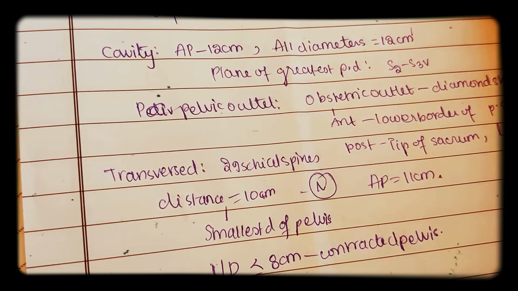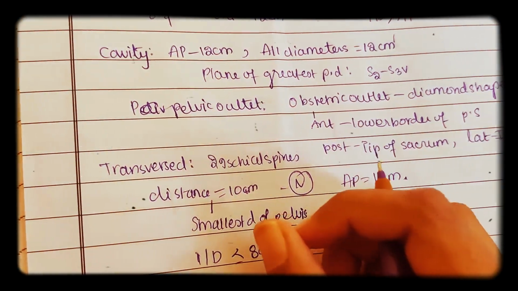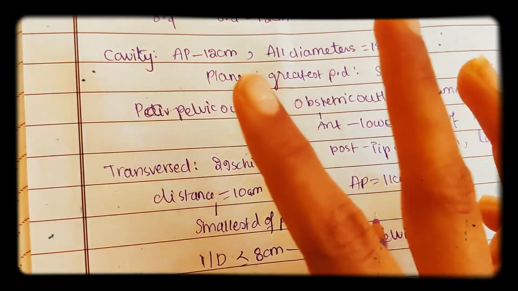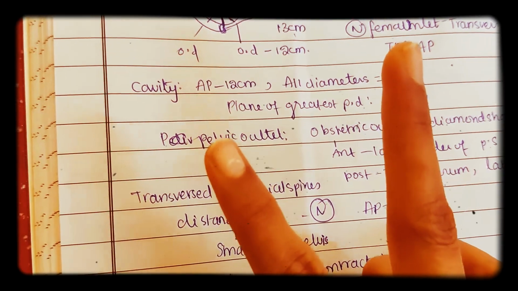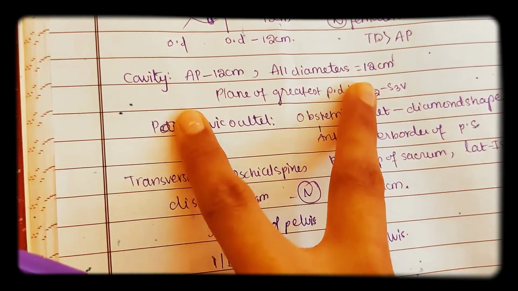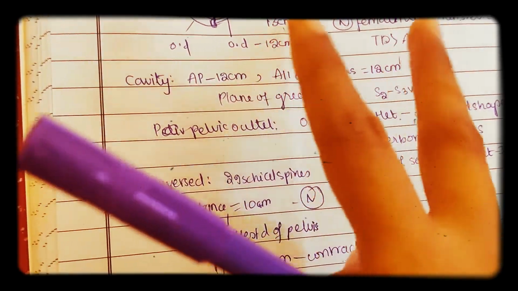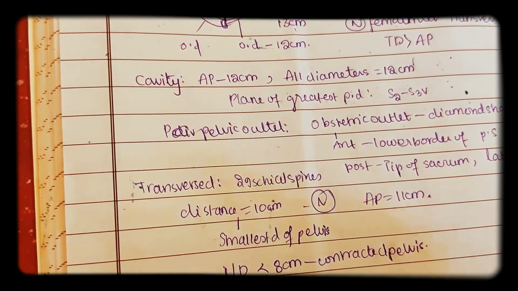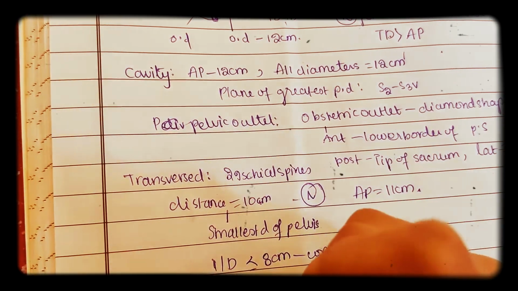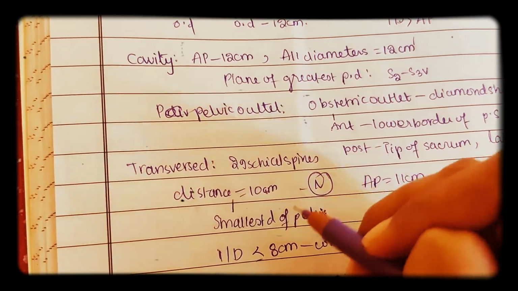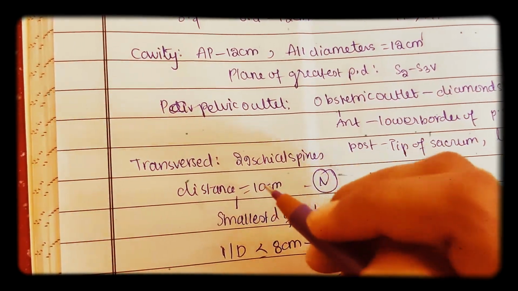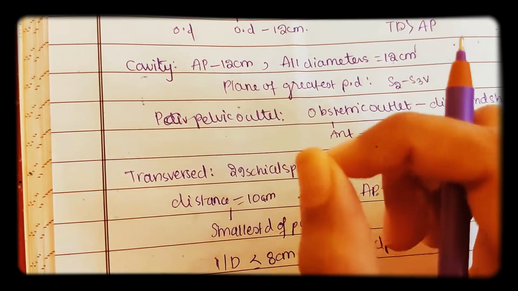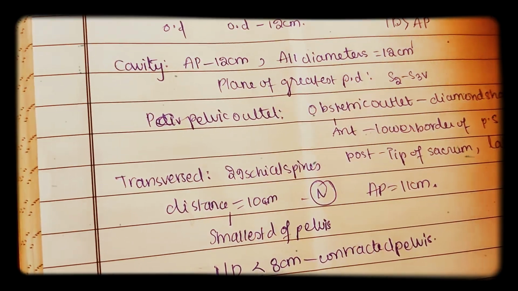Now coming to the measurement, how to measure this? Try to palpate both ischial spines simultaneously with two fingers of your hand, the index finger and middle finger. If both ischial spines are palpable simultaneously, it indicates a contracted pelvis. If they are not palpable, then it is a normal pelvis. The plane passing through the ischial spines is called the plane of least pelvic diameter, and the plane of mid pelvis is also called the plane of least pelvic diameter.